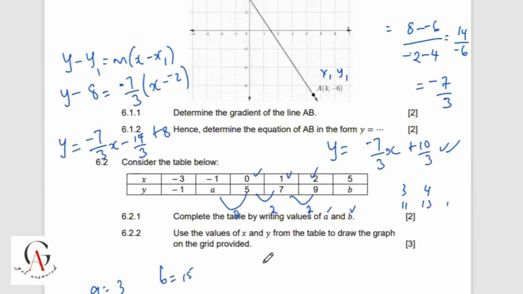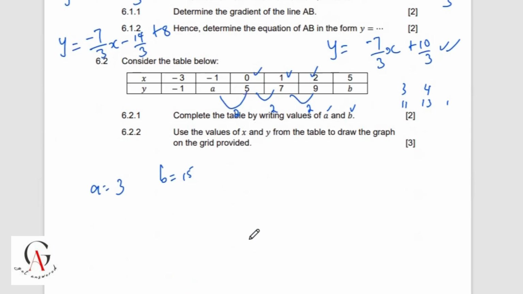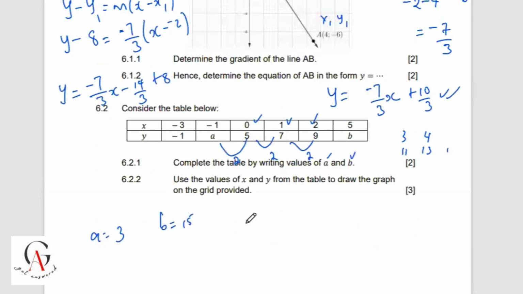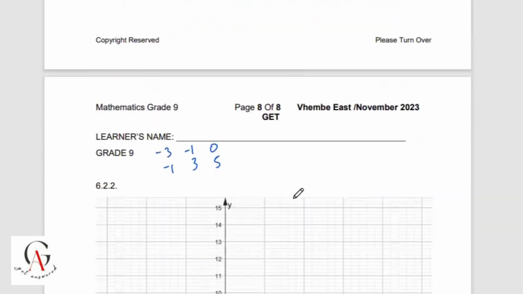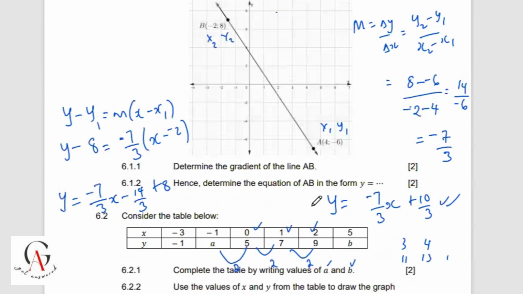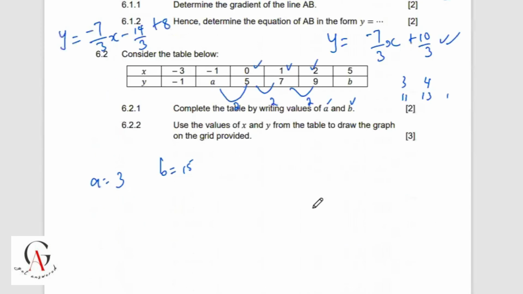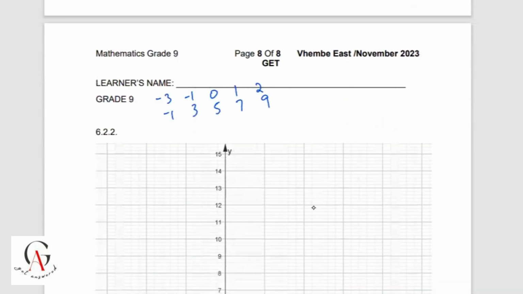Remember, the pattern is linear, so we expect a straight line graph. And with a straight line graph, we only need 3 points. Use the values of x from the table to draw. Let me write down everything just for everyone's sake. 1 and 7, 2 and 9. And then we have 5 and 15. That's what we got now.